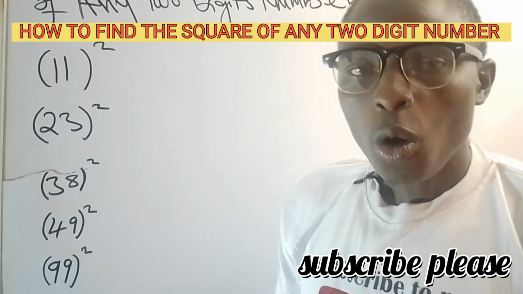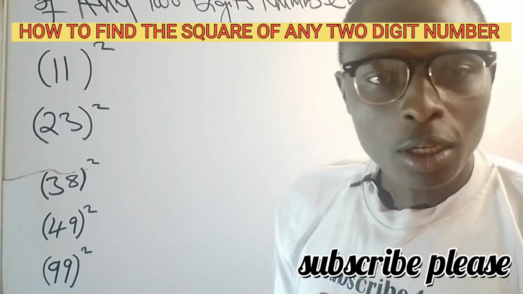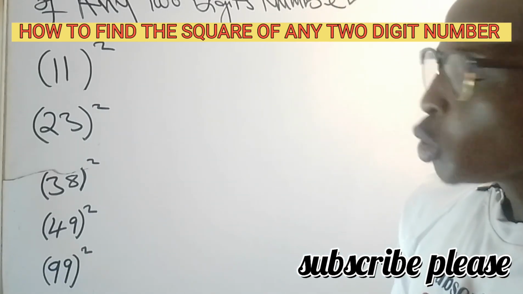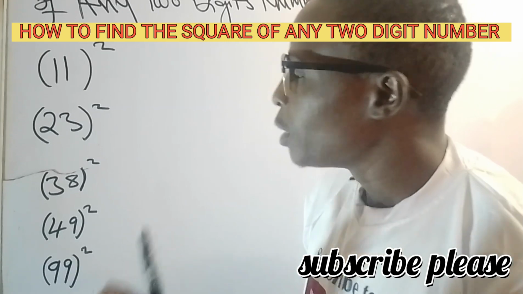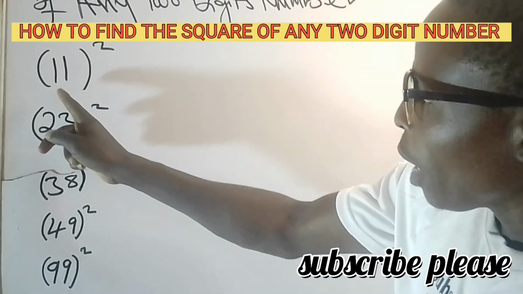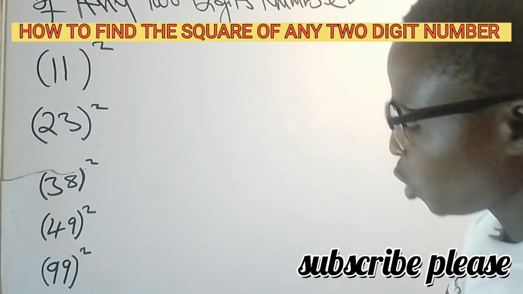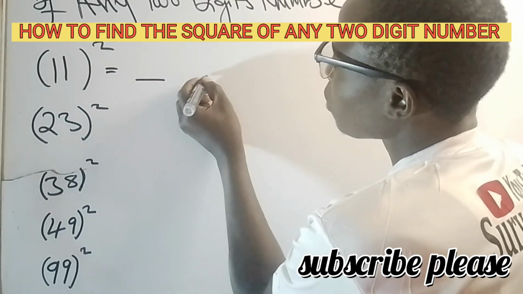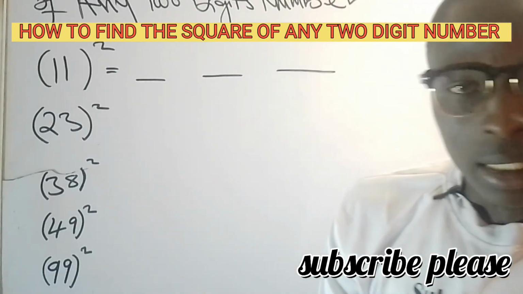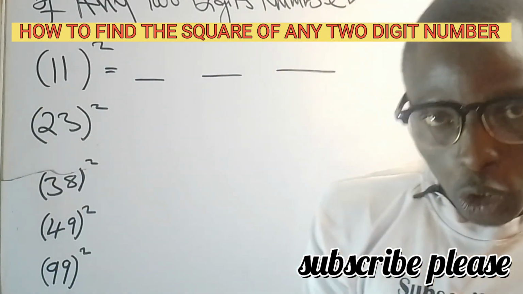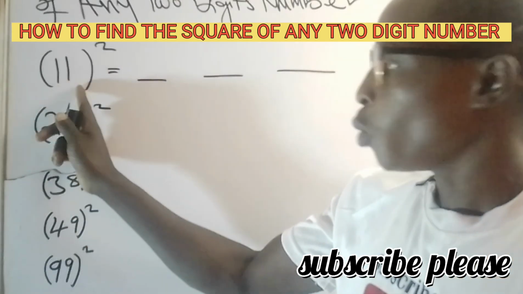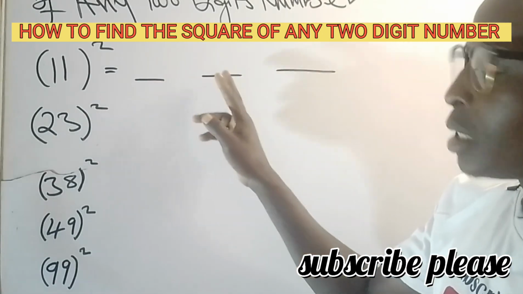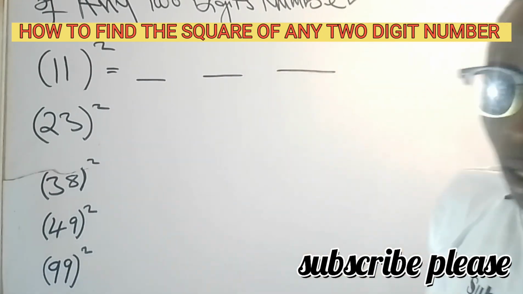So we have 11 squared. How can we find the square of 11 without the involvement of a calculator in just a matter of seconds? First, we have to divide the number into 2: we have 1 and 1. We divide the number, that is the question, into 2 segments, but the answer we divide into 3 segments: the first segment, the second or middle segment, and the last segment.